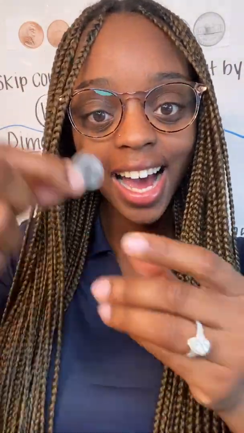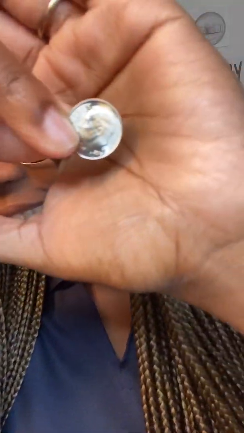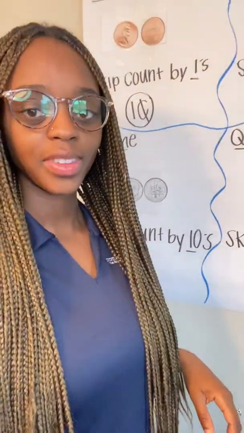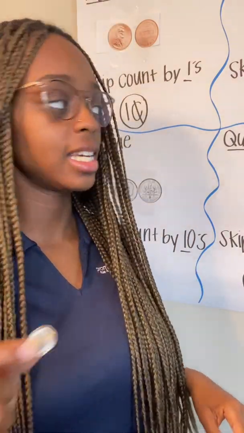The next one is a dime. Dimes are really tiny. They're the tiniest of the coins. They're really thin, but they're worth 10 cents. They're worth 10 cents. So whenever you count your dimes, you will count by tens.